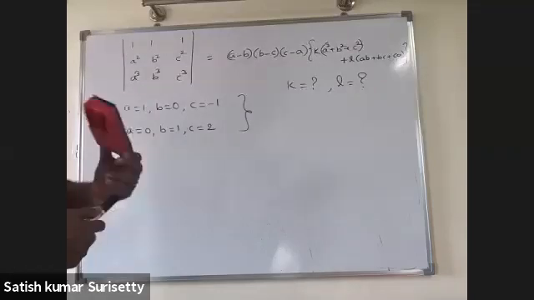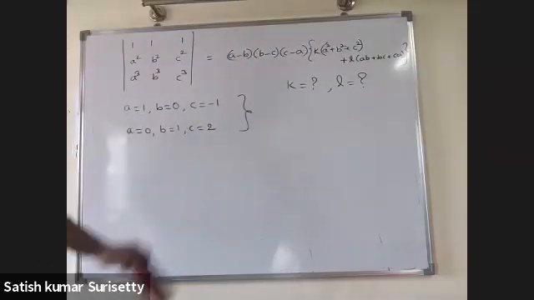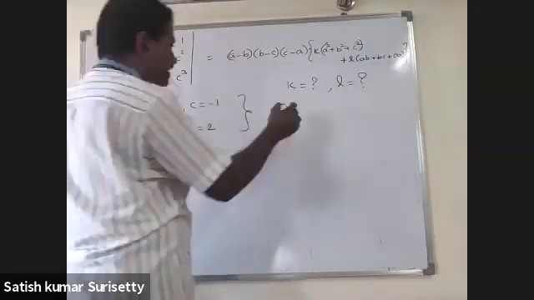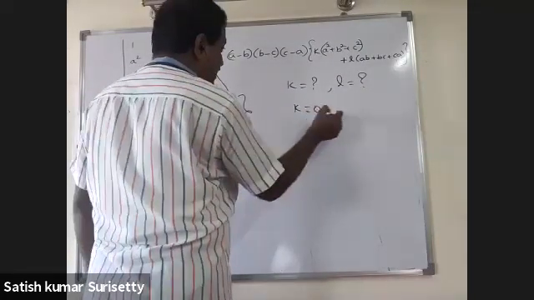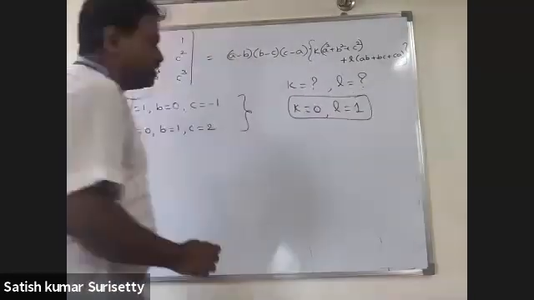Now solve and tell me what k equal to and l equal to, because you know the answer already. You should get k equal to 0, l equal to 1. Check. But don't write the answer, you do it.